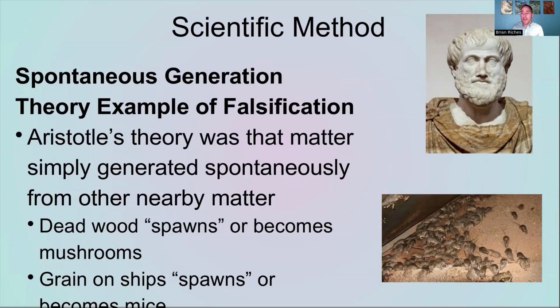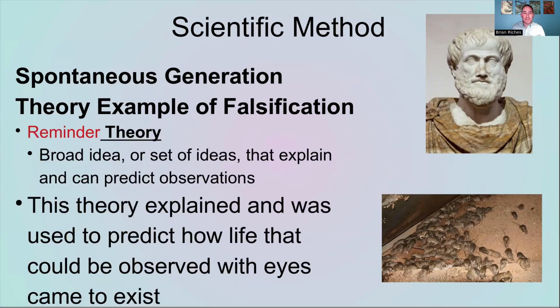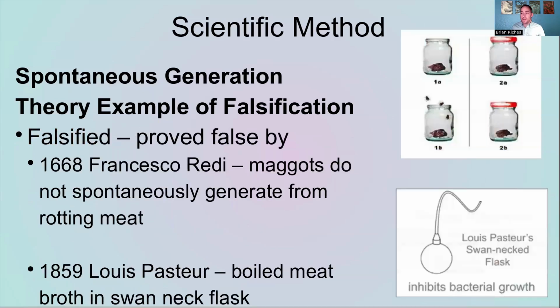So let's talk about how this theory was falsified. Spontaneous generation was the broad idea, or set of ideas together, that explained these observations. It explained what they could observe with their eyes. The falsification of this theory took quite a long time. It was first falsified, or proved false, by Francisco Redi in 1668. Essentially, he found that maggots did not spontaneously generate from rotting meat.